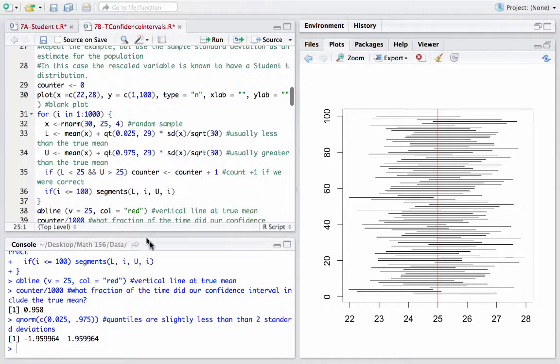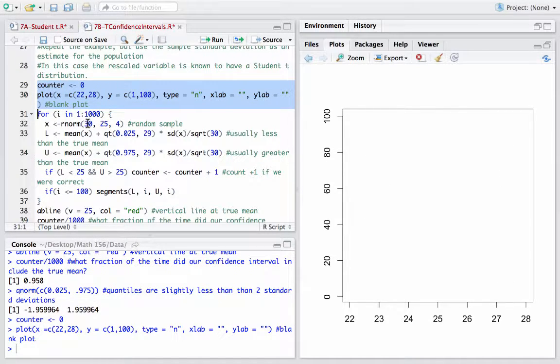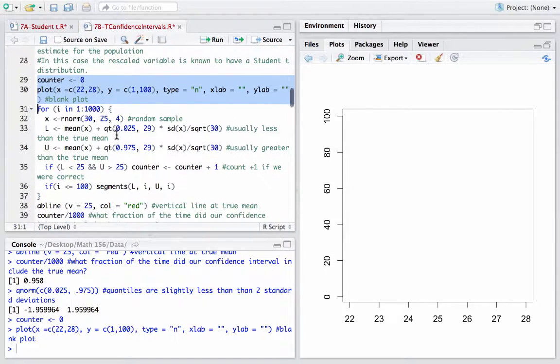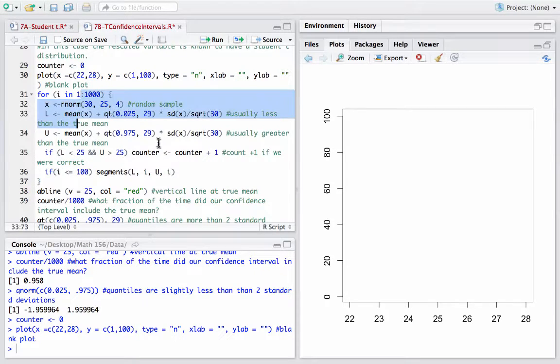So this code is again going to be very similar. We're going to initialize our counter at 0 and draw a blank plot. We're still drawing 30 samples from a random normal at mean 25, variance 16. But this time, instead of having 4 in our numerator of the confidence interval scaling factor, we're going to have our sample standard deviation, and instead of using quantiles from a normal, we're using quantiles from a student t with 29 degrees of freedom. This 29 is our sample size minus 1. So let's run it and see what happens.